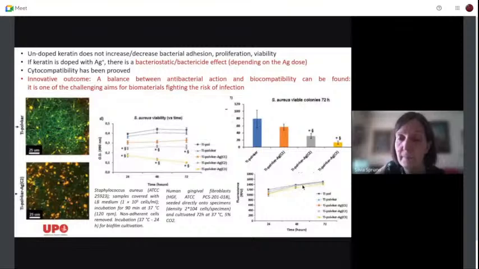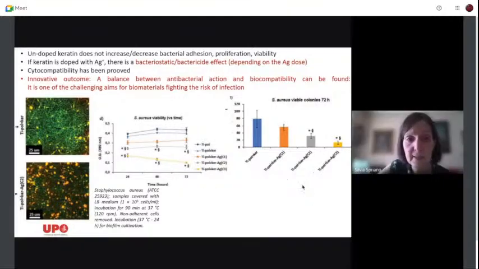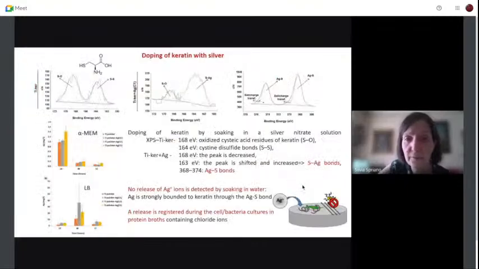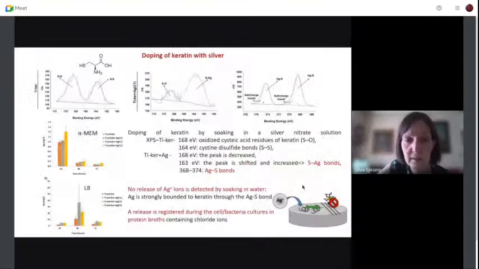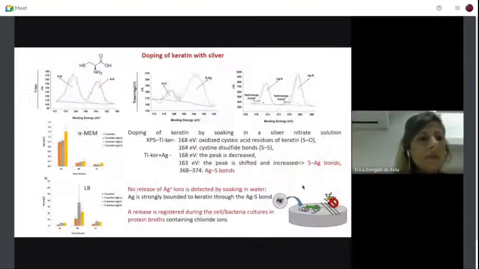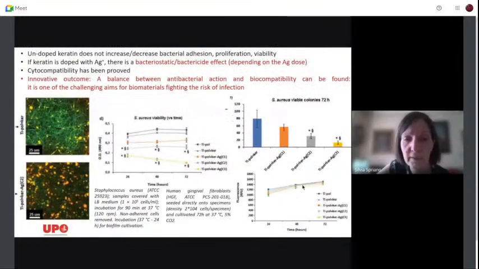Yes. And how about the concentration of silver? I mean, how do you know? Yes, I don't know if it was, sorry, I didn't... Sorry if the information escaped me. I didn't report it in this slide. Oh, I'm sorry.